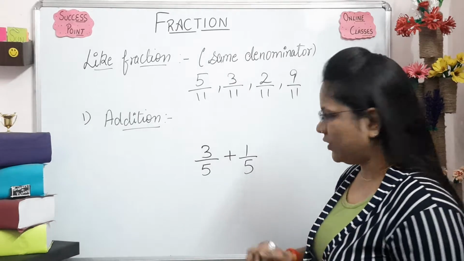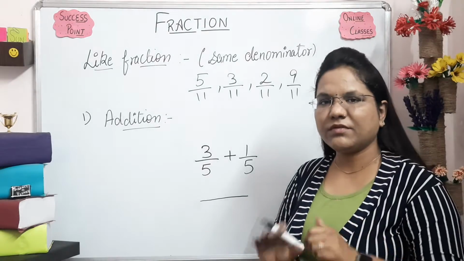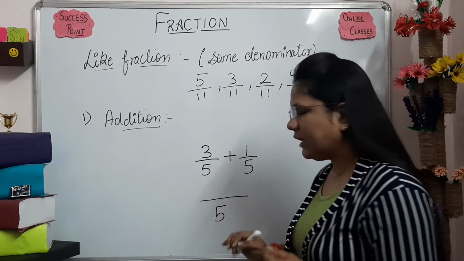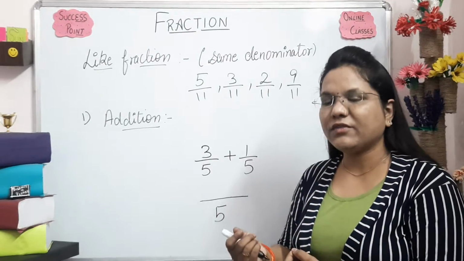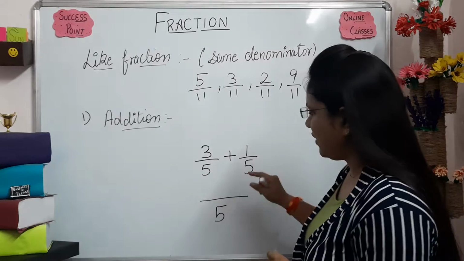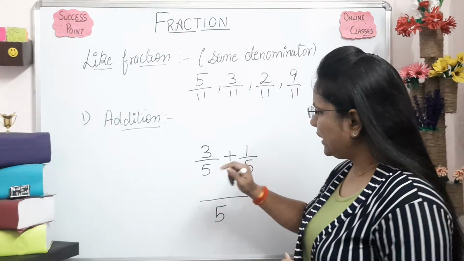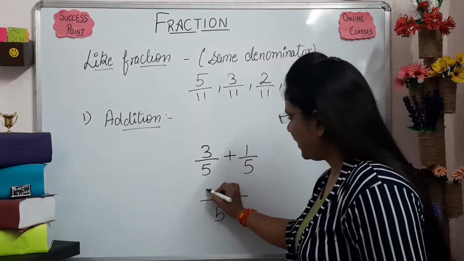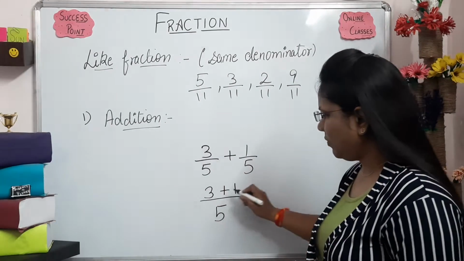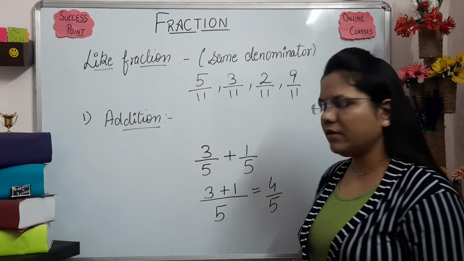So step number 1, what we have to do? We have to check denominators are same. Step number 1, we have to write the denominator only one time if it is same, because we are doing like fractions. So 5, 5, yes, it is same. We will write it one time. Now the numerators we can write as it is, 3 plus 1.